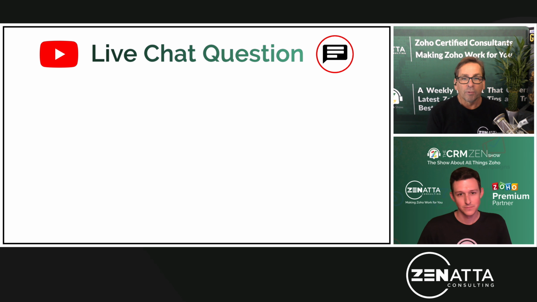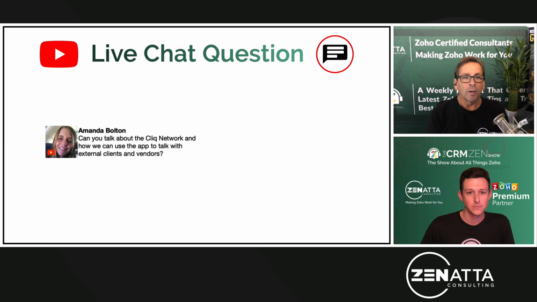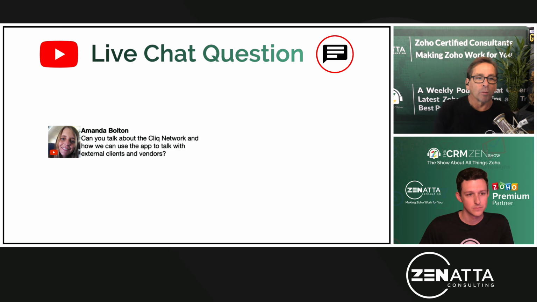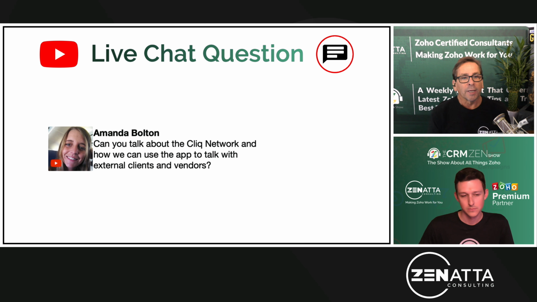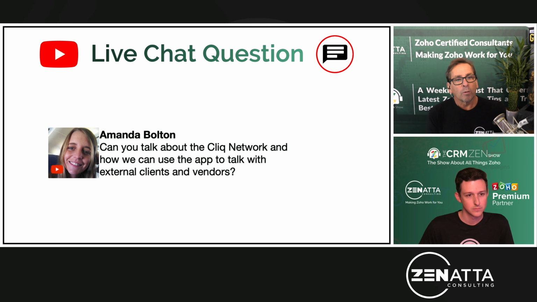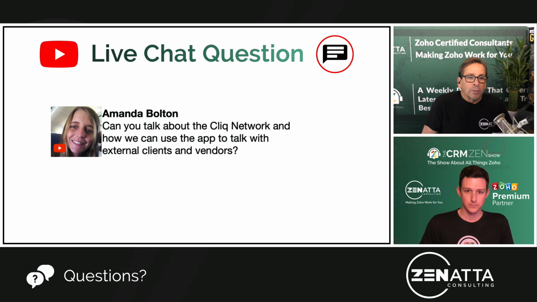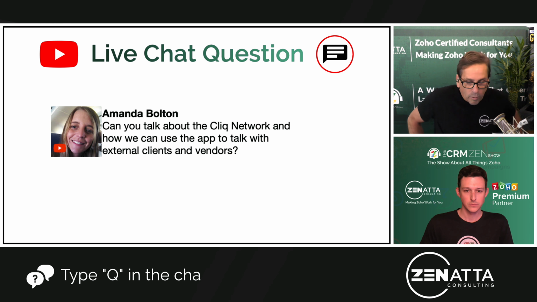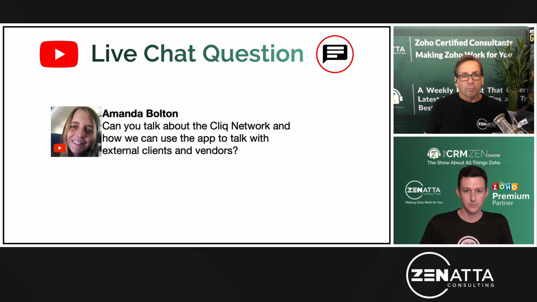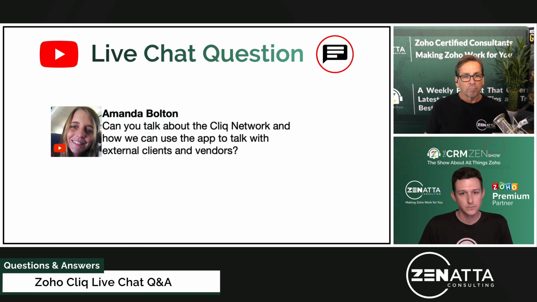Okay, our first question comes from Amanda Bolton. Can you talk about the Cliq network and how we can use the app to talk with external clients and vendors? Yeah, it's fairly easy. You can just go ahead and invite them. They will need to have some sort of Zoho license, but there's a free version of Cliq that they can get. And then you just invite them by email, and you're basically setting up an external channel.